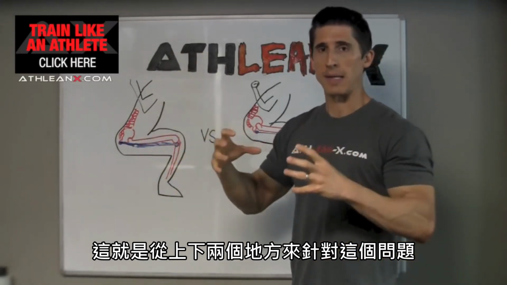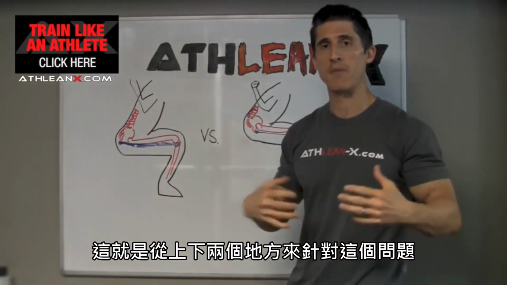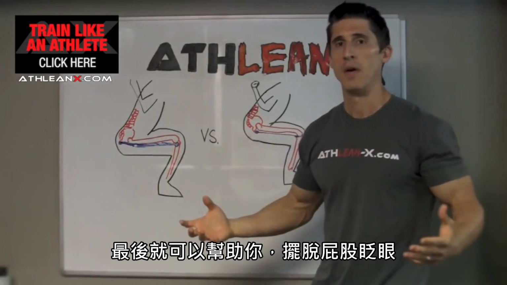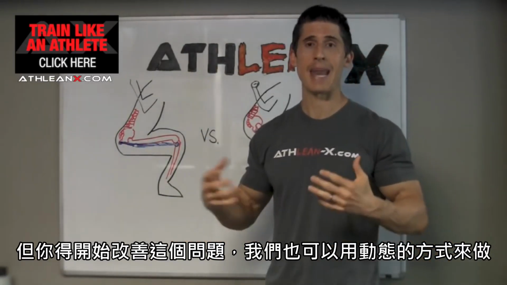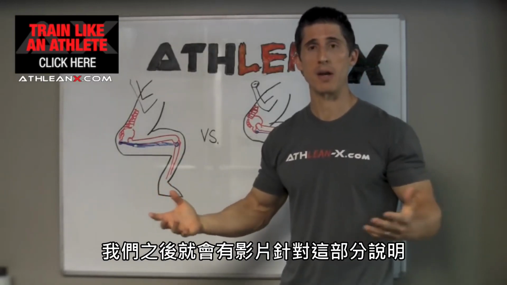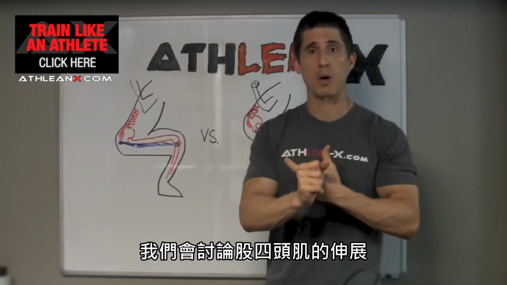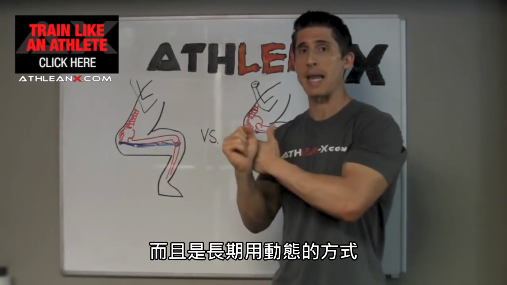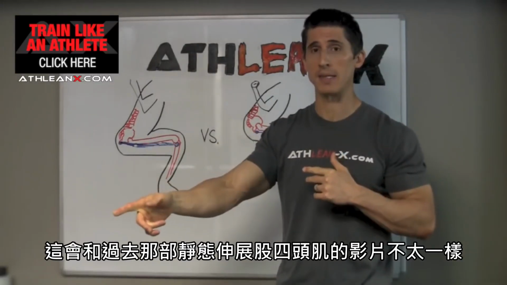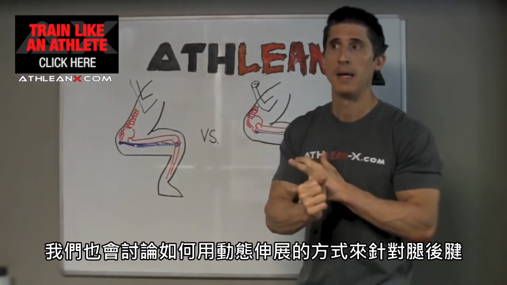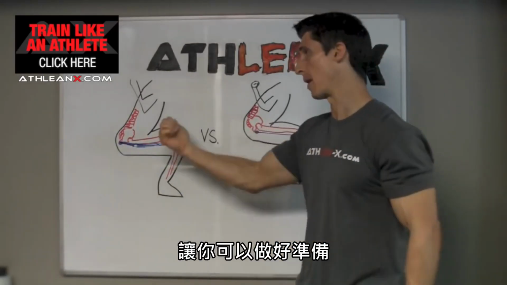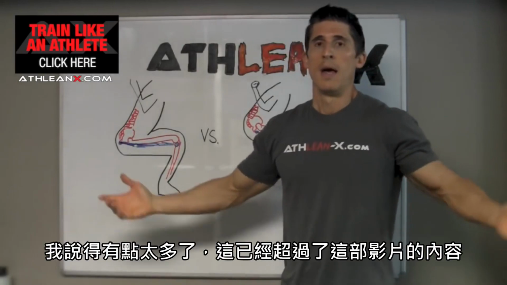So that two-pronged attack, working from above and below, is going to eventually help you to get rid of your butt wink, but you got to work on it. And there's also some things we can do dynamically. We're going to cover them in a video here shortly. We're going to talk about stretching the quads properly in a dynamic way, which is different than the video I just did for you in the past about the static stretching of the quads. And we're also going to talk about how to dynamically stretch the hamstrings to prepare yourself to do this better as well. That's a mouthful.